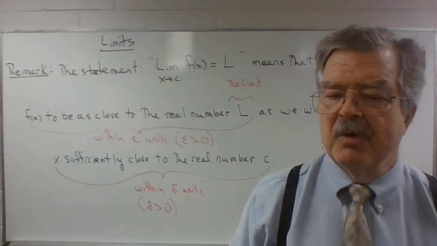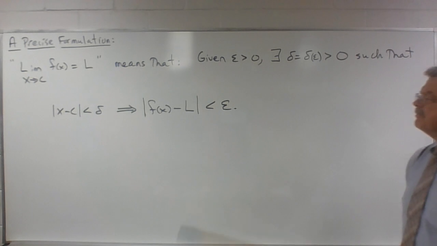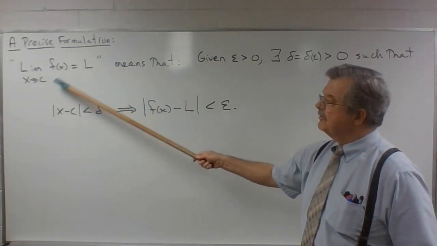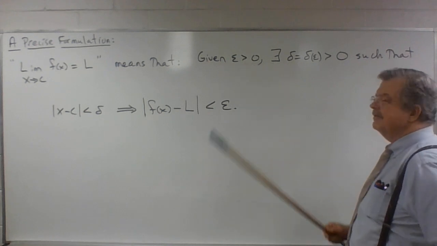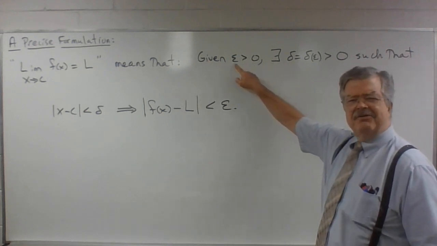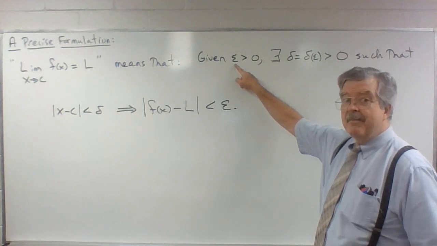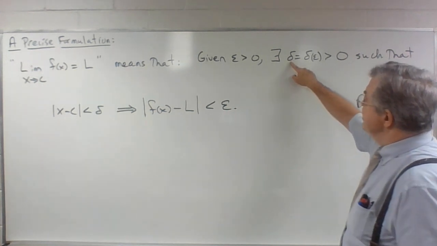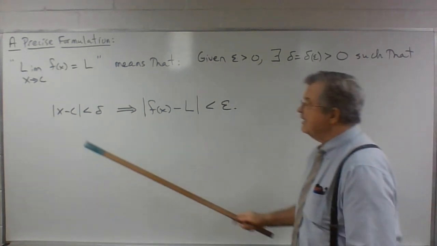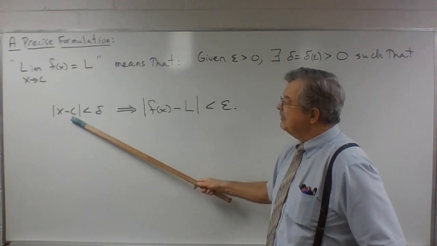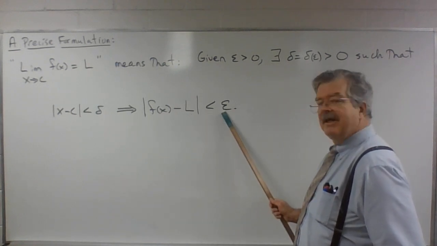Now, I will define this more precisely right now. Okay, here's a more precise formulation. The statement, the limit of f of x as x approaches c equals L, means that given an epsilon greater than 0, and it doesn't matter how small this epsilon is, given any real number epsilon greater than 0, no matter how small, there exists another real number delta, which is a function of epsilon, greater than 0, such that the distance between x and c less than delta implies the distance between f of x and L is less than epsilon.